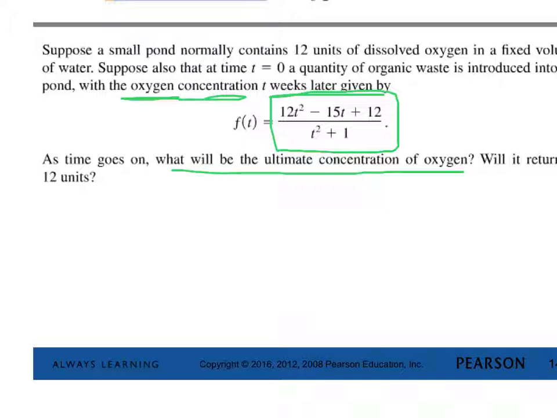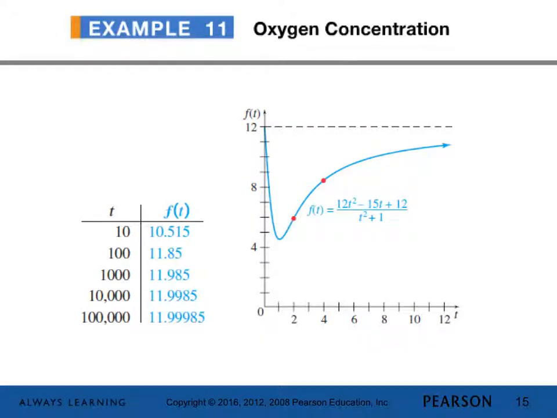Well, what you want to do here is let t in f of t increase without bound. In other words, you're going to let it approach infinity. Now, there are two ways to do this. One of the first ways you can do this is you can actually draw a graph of f of t.